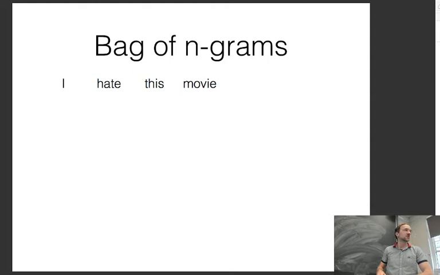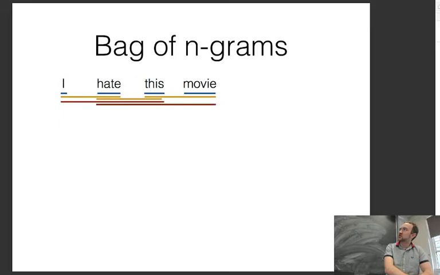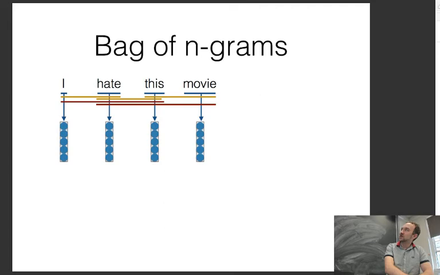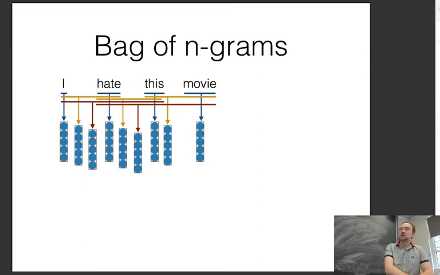So bag of n-grams is kind of our first attempt at a CNN. This is what we would do before we used CNNs for text classification. Basically, instead of taking the bag of words, we would look at individual words in the sentence and say I and hate and this and movie. And then we would also get I hate, hate this, this movie, I hate this movie, etc. So maybe if we went up to three, we would enumerate all of these. And then for each of these unigrams and bigrams and trigrams, we would calculate a feature vector for each of these, right? So this is something that you used to do.